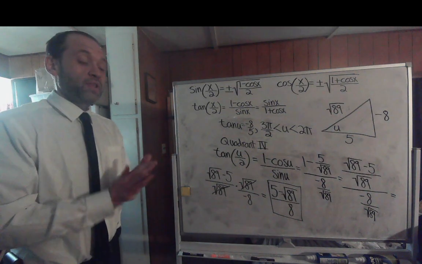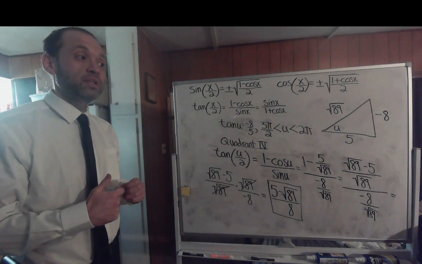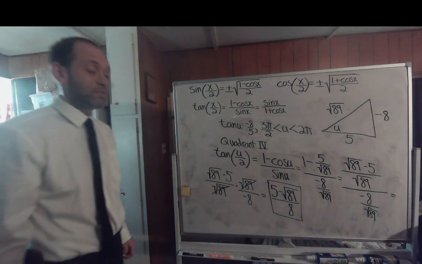So that's it for the half angle formulas. Next lesson we'll get into power reducing formulas, which are based off of product of sum formulas, which we'll do in the lesson after that.